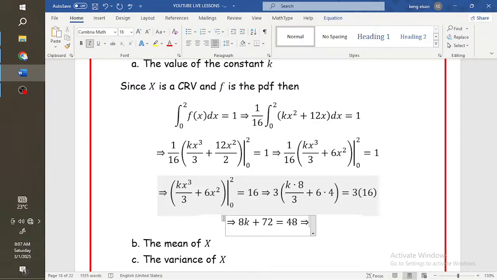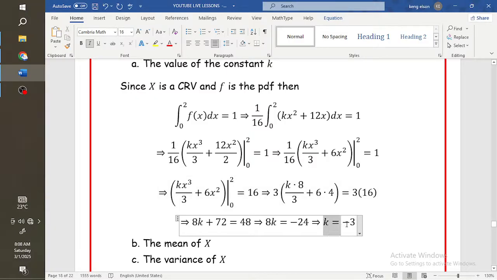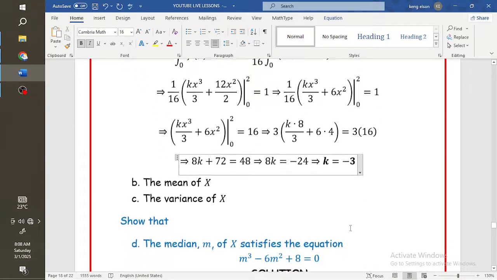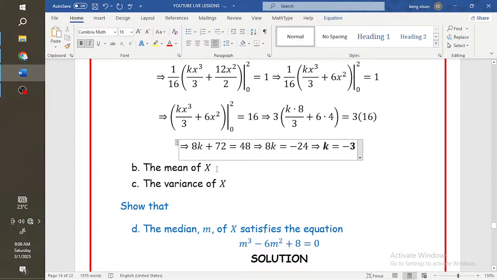So you are going to have 8k is equal to 48 minus 72, which is negative 24. From here, we divide both sides by 8, and what will be k? K will be equal to negative 3. So this is the value of the constant k. Okay, next is what is the mean of x?